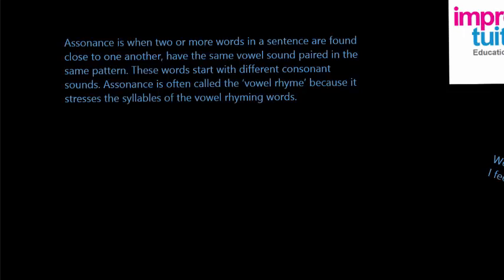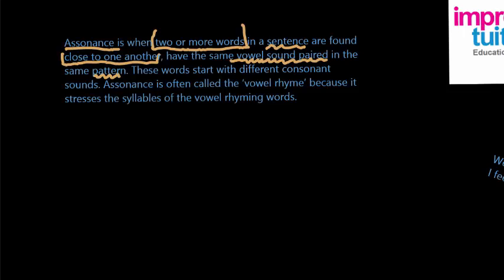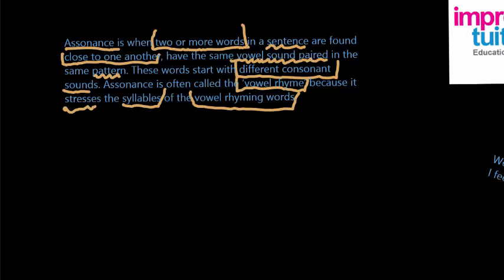Assonance is when two or more words in a sentence are found close to one another and have the same vowel sounds. They have the same vowel sounds paired in the same pattern, but these words start with different consonant sounds. Assonance is often called the vowel rhyme because it stresses the syllables of the vowel rhyming words.